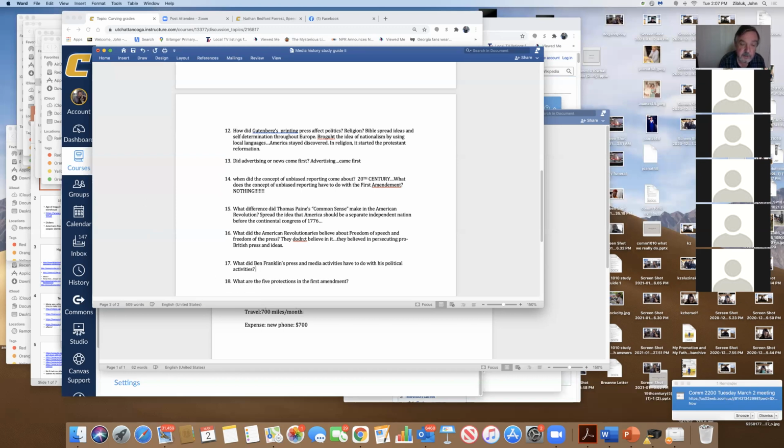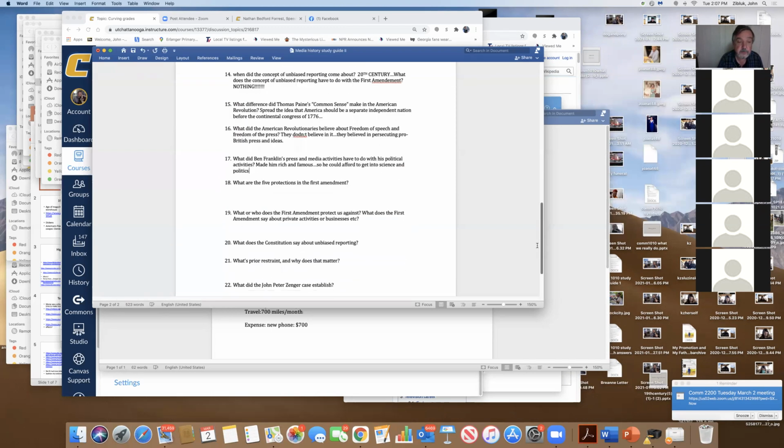What did Ben Franklin's press and media activities have to do with his political activities? They made him rich and famous, so he could afford to get into science and politics. He was a famous writer first. Again, what other media figures have we seen lately who became political figures?